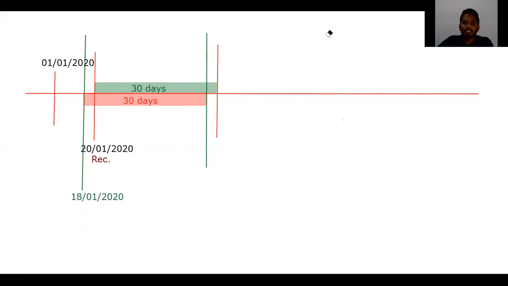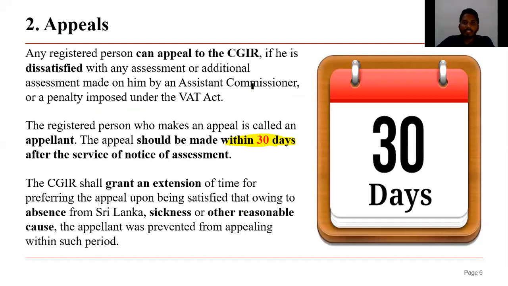Then we'll share the screen again. The 30 days scenario also. If there are any practical difficulties, like if you are sick or out of the country, or if the taxpayer has another reasonable cause, maybe the COVID situation, then the Commissioner General can grant additional extended time, not the 30 days, based on a case-by-case basis, right?